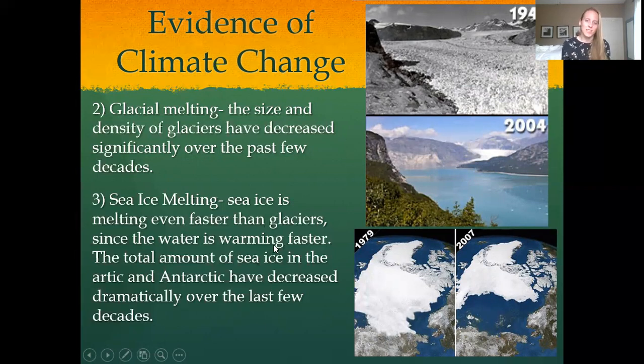Sea ice is also melting even faster than the glaciers because the water is warming up so quickly underneath it. The total amount of sea ice in the Arctic and Antarctic have decreased dramatically over the past few decades. This is a picture of the Arctic sea ice between 1979 and 2007. This is in the winter for both of these. And as you can see, there is a lot of melting of the sea ice in this general region here.